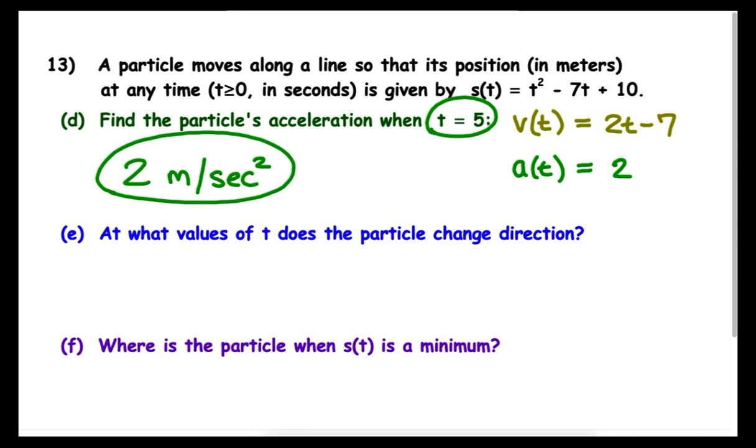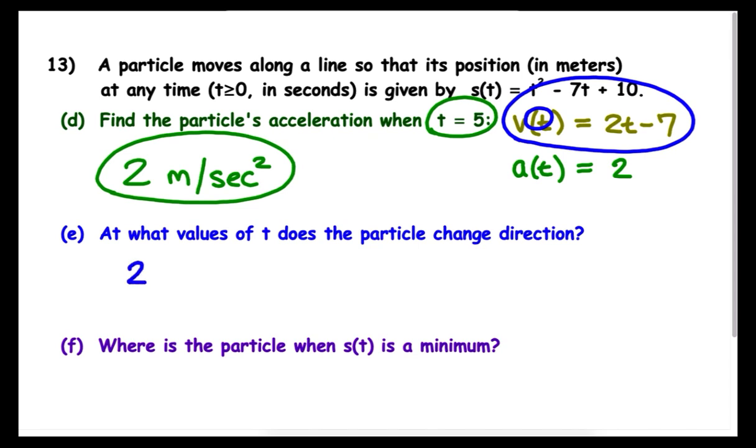Well, things change direction, just like the cannonball, when the velocity is 0. If you're jogging forward and you turn around and jog backwards, for a brief fleeting moment in time, you have no velocity as you're changing direction. The velocity is 0. I have a velocity equation already right here, so I'll just set the velocity equal to 0. Again, don't set time equal to 0. Set velocity equal to 0.